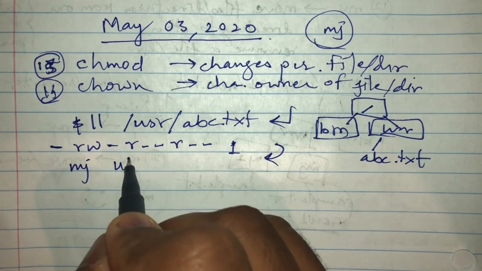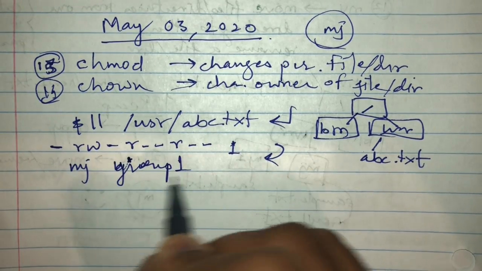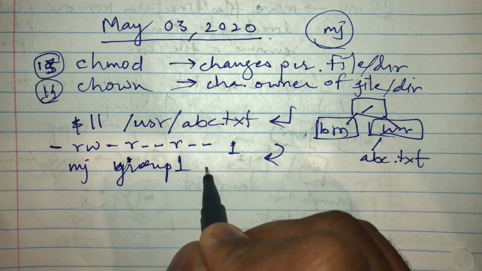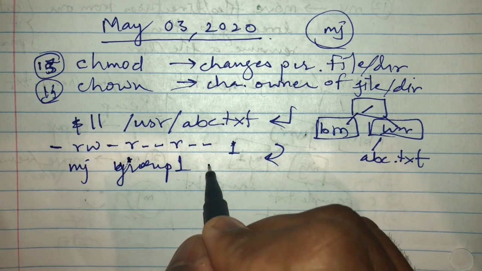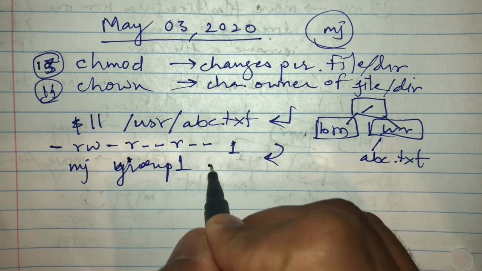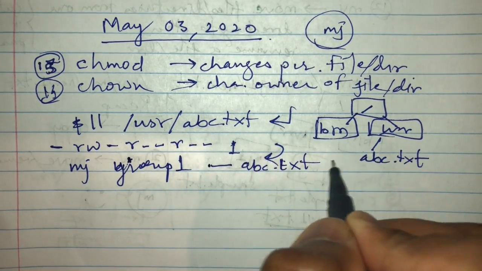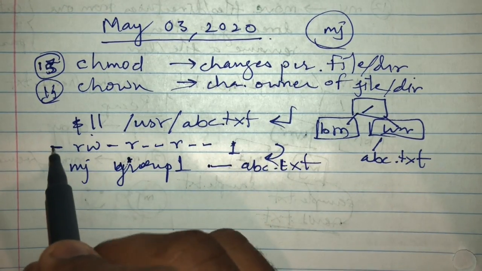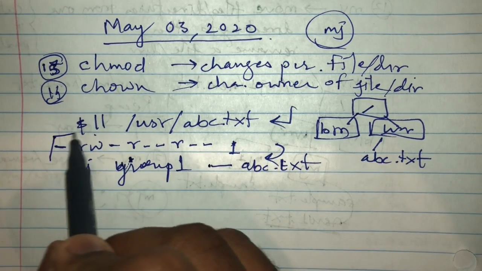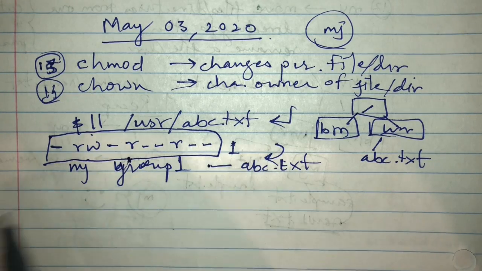u, group 1, and let's say the date or whatever the timestamp that we have, and the file name abc.txt. So if you pay close attention to this, I would like to explain what this means.